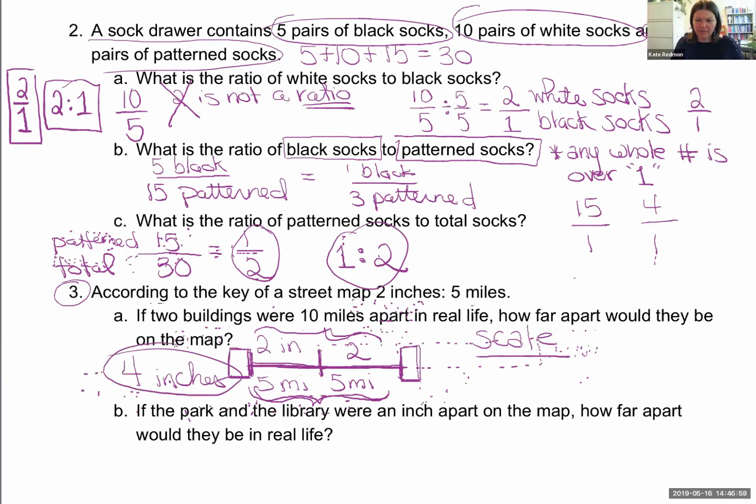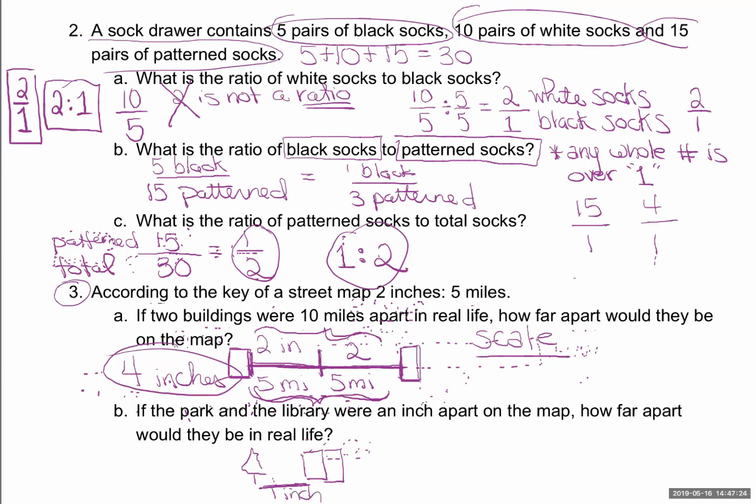If the park and the library were 1 inch apart on the map, so now, okay, I don't know, what's a park look like? Does it look like a tree? That's my very beautiful tree. You guys see I'm a math teacher, not an artist. And here's my library. You know, it's a building that looks like a book. Okay, so they're only 1 inch apart on the map now. How many miles would they be apart in real life?